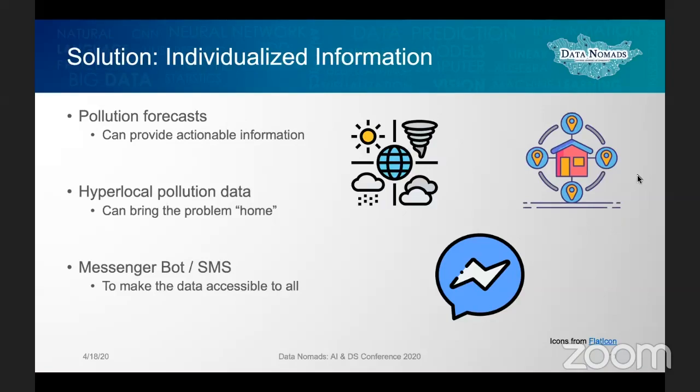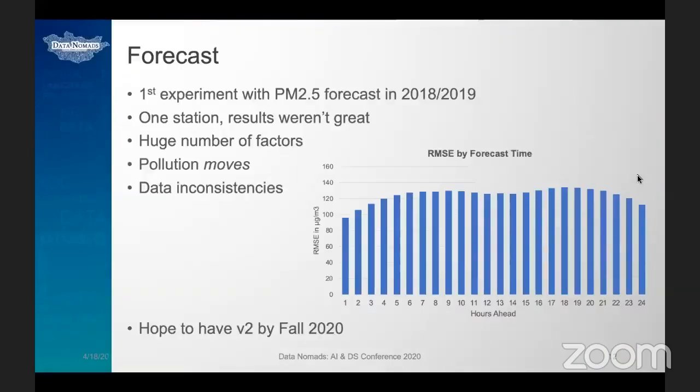And they all use data science. The first one is pollution forecasts. The second is hyperlocal pollution data. And then a messenger chatbot or an SMS platform. A pollution forecast is going to be great because it can give you actionable information, just like a weather app. Hyperlocal pollution data can actually make it to where you can see what the pollution is like near you. And the messenger bot is great because it opens it up for everyone to use in a format that they're comfortable with.